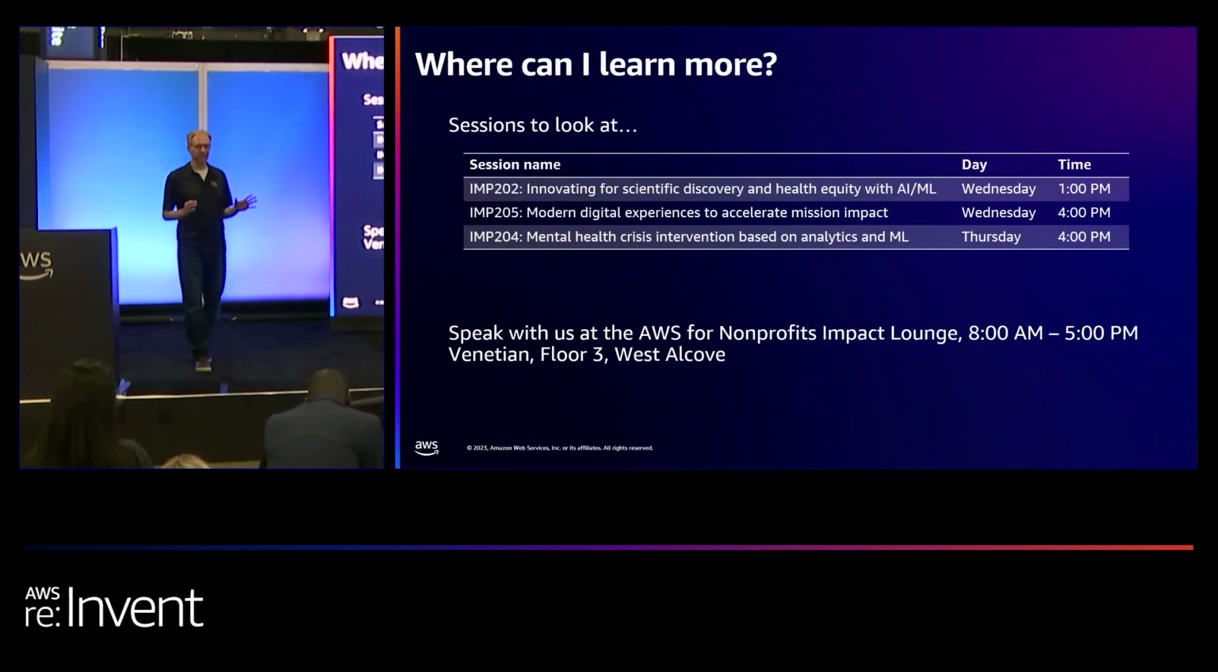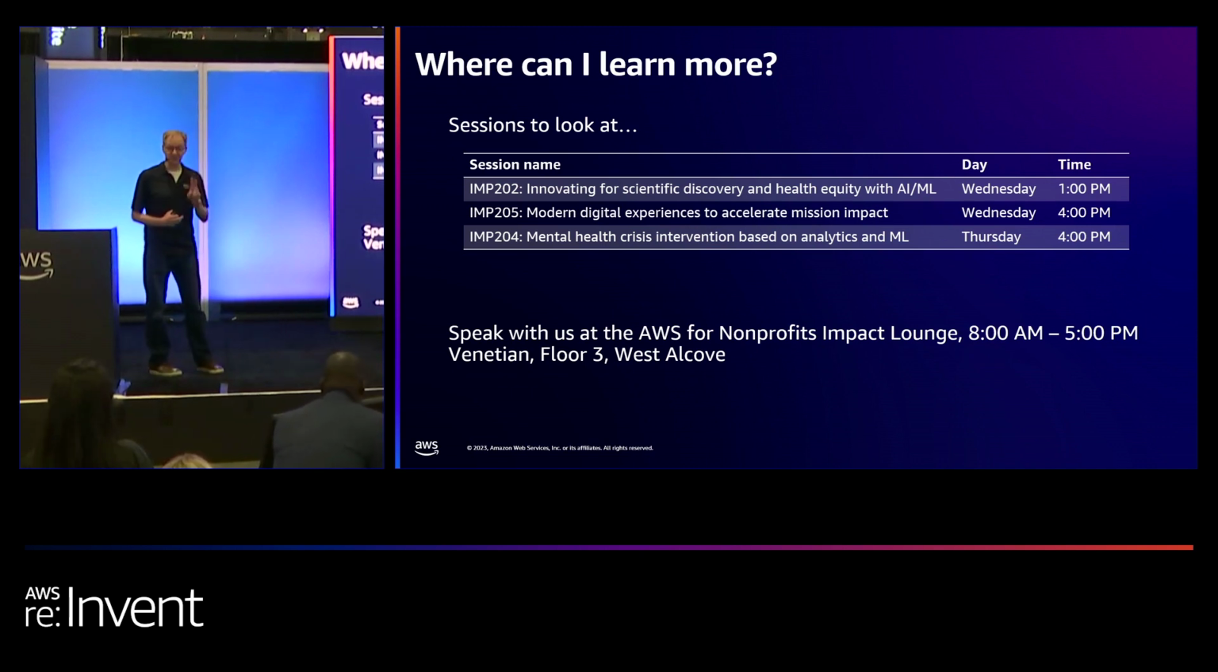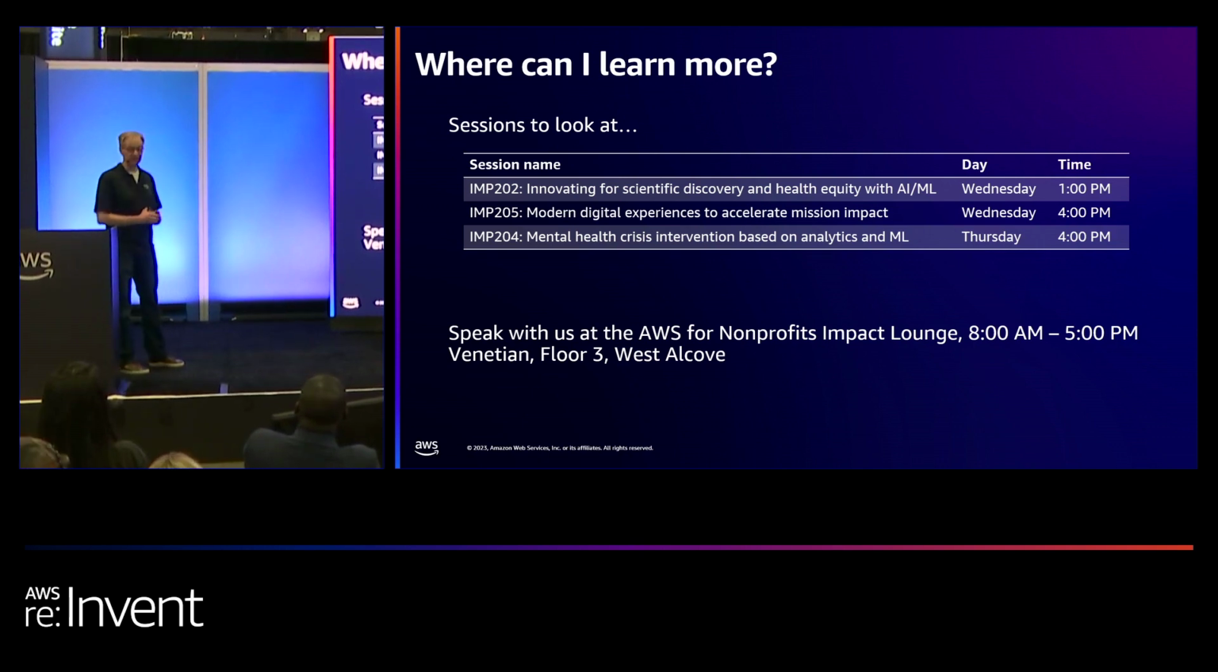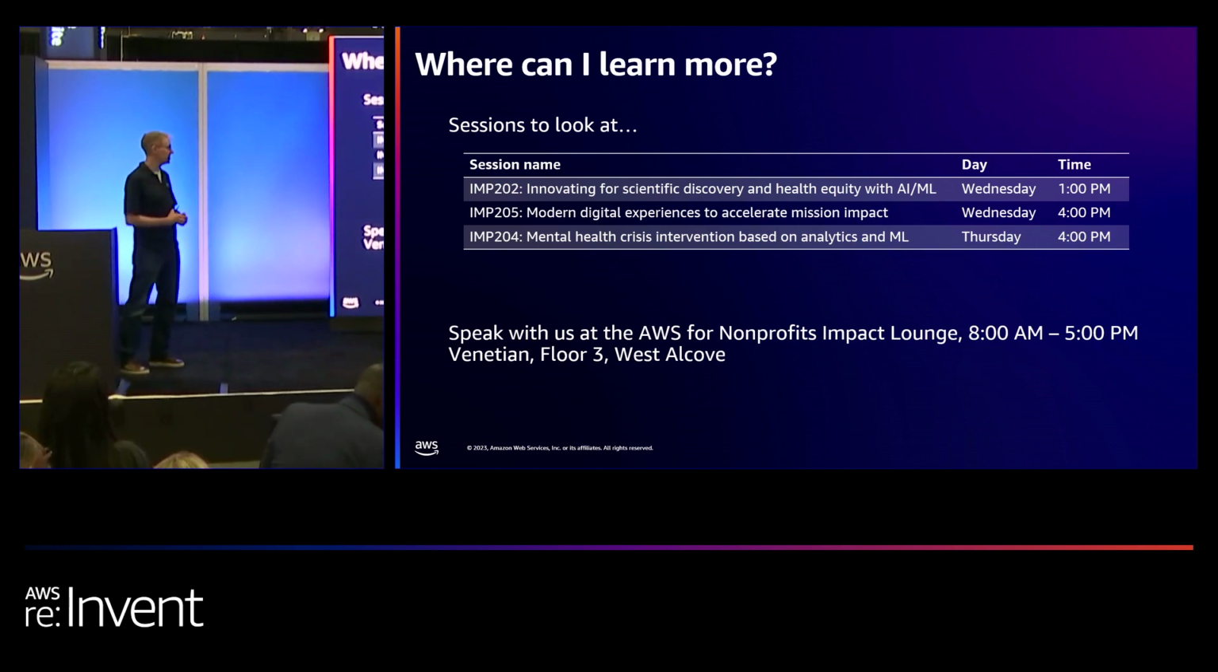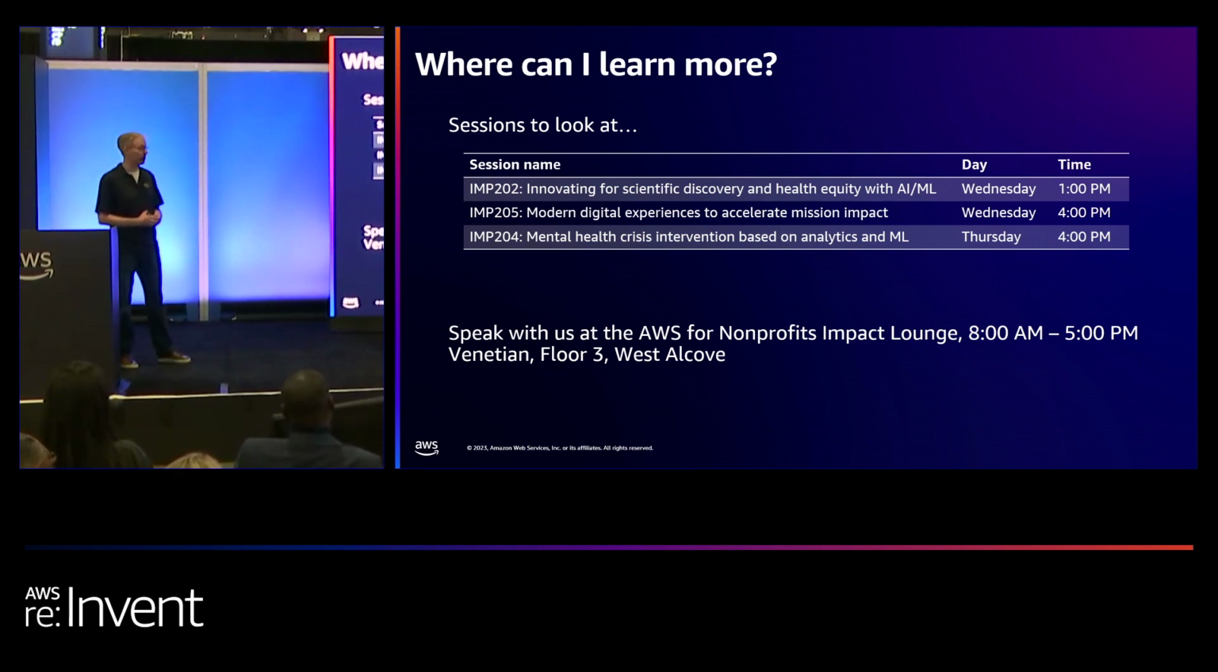Okay, so I've talked a lot about how you can use generative AI in a lot of different settings. In terms of next steps, a couple of things that I recommend. We have a number of sessions where you can learn more. First off, we have 2 additional sessions today where we're talking about generative AI as part of the nonprofit track. At 1 o'clock today, so in about 30 minutes, we have IMP211, Innovating for Scientific Discovery and Health Equity with AI/ML. Check that out. At 4 p.m. today, we have Modern Digital Experiences to Accelerate Mission Impact. And then tomorrow at 4 p.m., we have IMP204, Mental Health Crisis Intervention based on Analytics and ML.